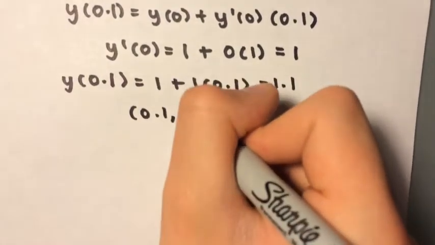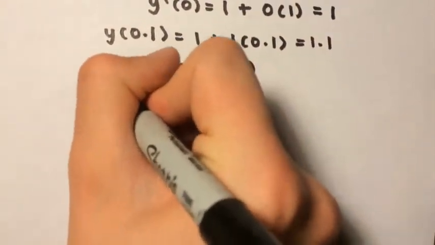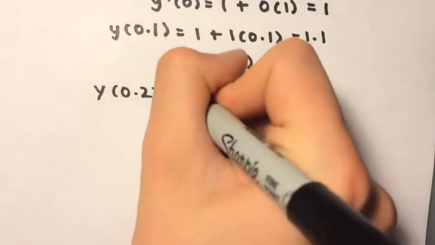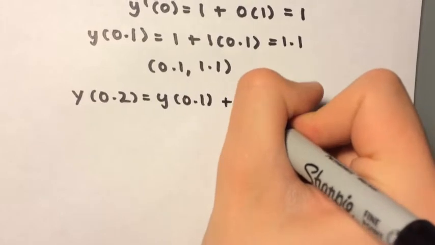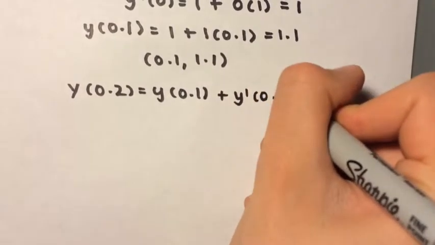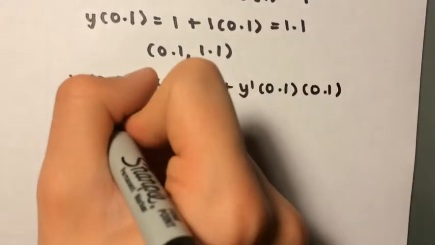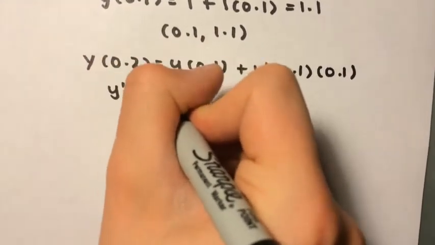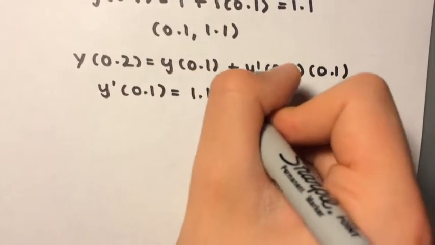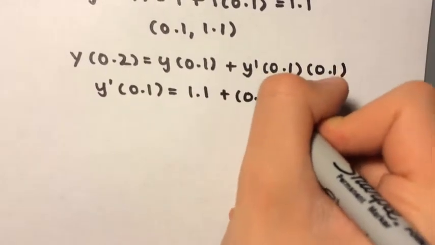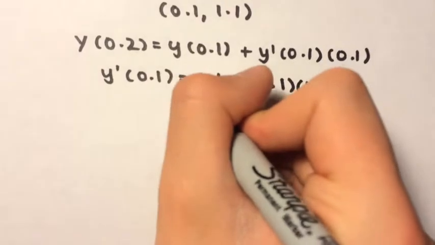Now we can use this value as the initial condition for y of 0.2. Y of 0.2 equals y of 0.1 plus y prime of 0.1 times 0.1, which is the step size. Since we don't know y prime of 0.1, we can plug the values of the points that we just found into the given derivative equation. This results in y prime of 0.1 equals 1.1 plus 0.1 times 1.1. Y prime of 0.1 equals 1.21.